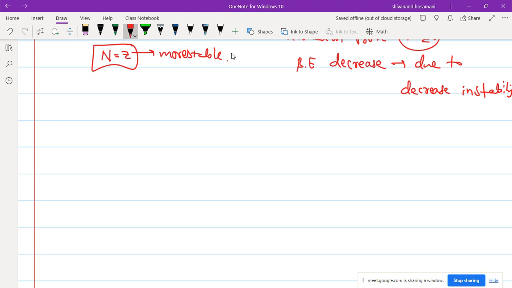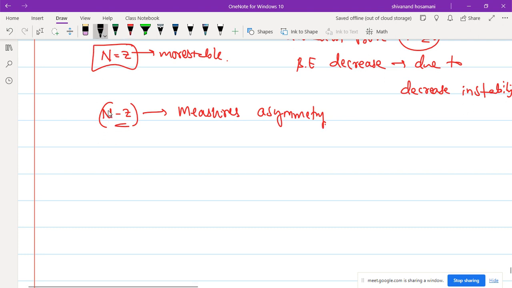Therefore, if you go for this N minus Z, if N minus Z is 0, then we define it as more stable. If N minus Z is non-zero, then this actually measures the symmetry. This N minus Z value defines its stability or symmetry. This measures symmetry. So there is no equal number of protons and neutrons, and their stability also decreases. As the stability decreases, the binding energy also decreases.